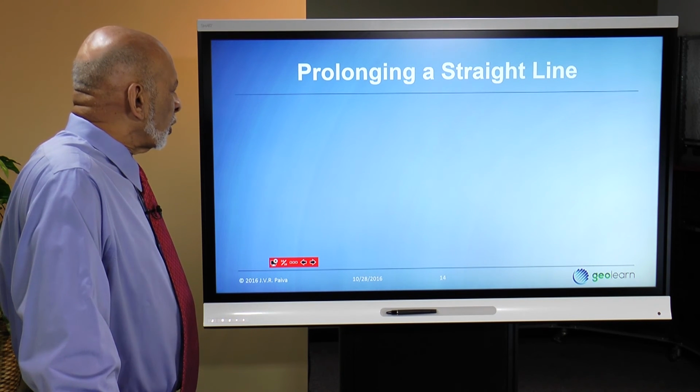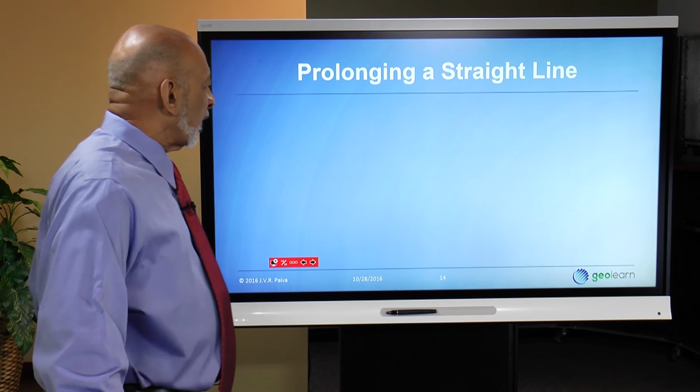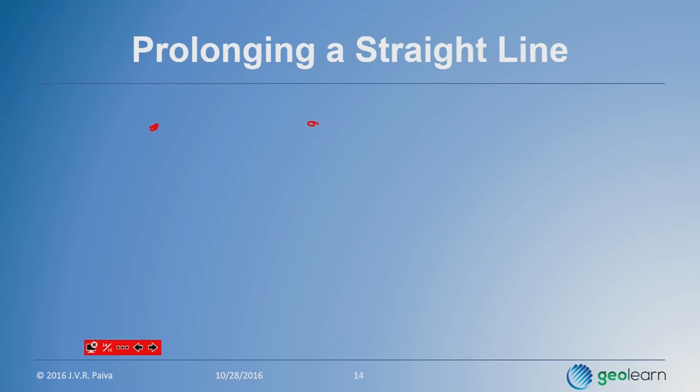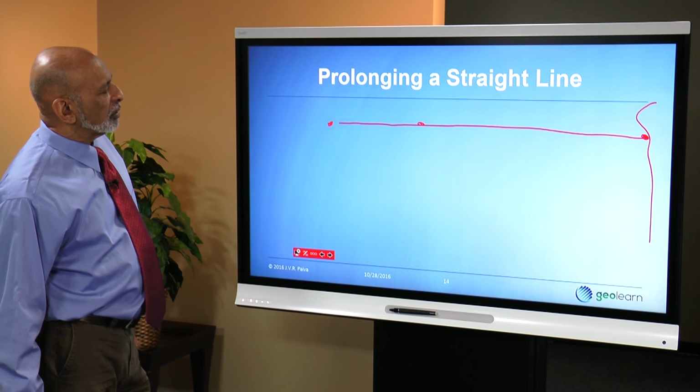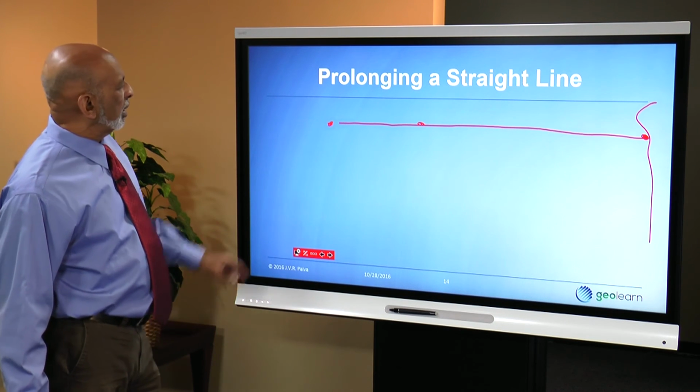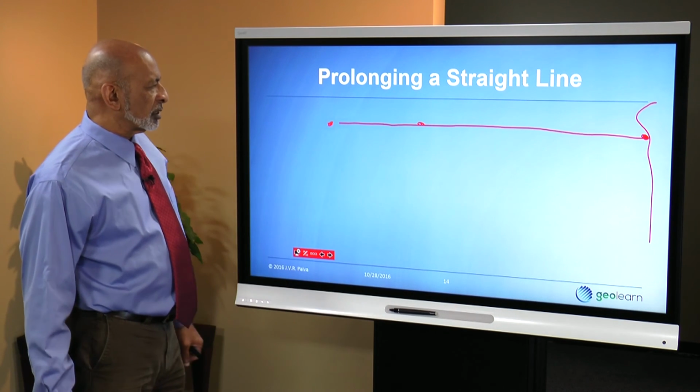I want to talk about prolonging a straight line. So let's say we have two points over here, and we want to know where that line is when it gets to, let's say, the bank of a creek. We're not sure where that line intersects that creek. How do we do that? Well, again, with mathematical tools, you can often calculate that if you can survey the bank of the creek and you can survey these two points.